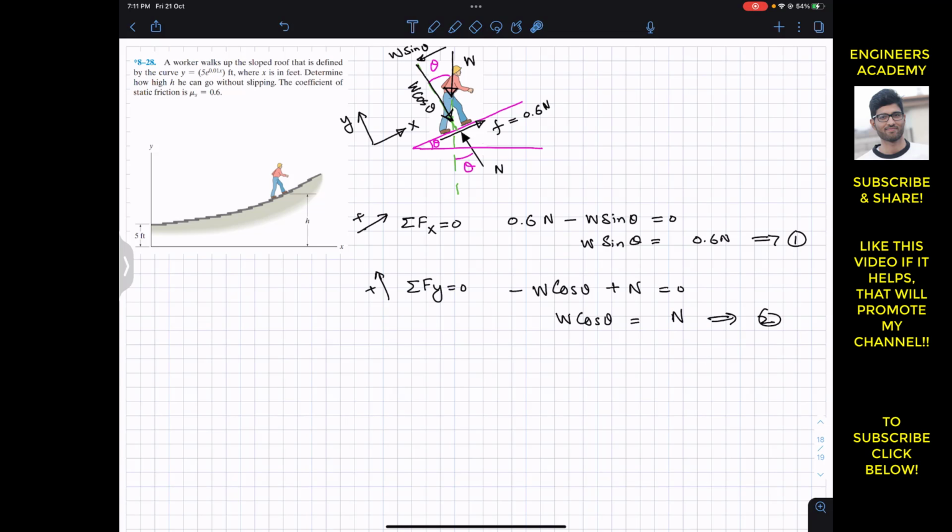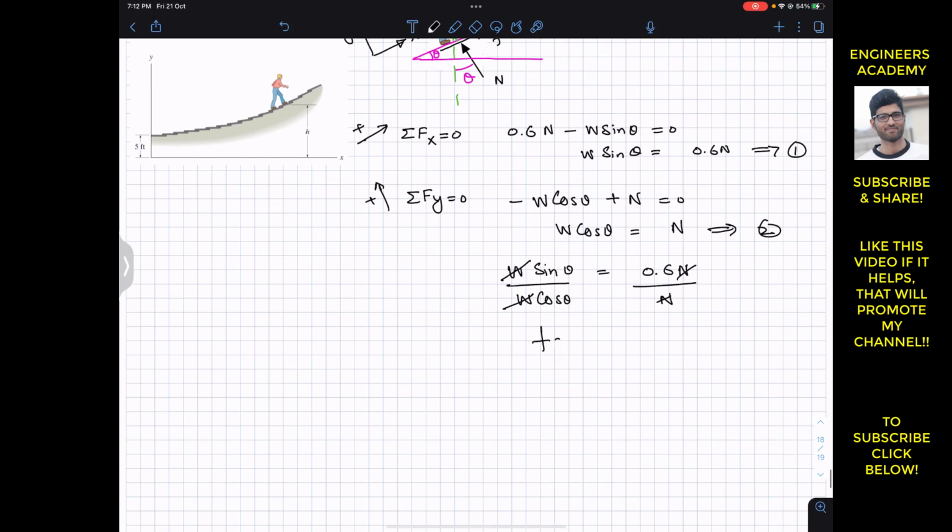Now if I divide equation 1 by equation 2, we have W sine theta equals 0.6 N, divided by W cos theta equals N. So W sine theta over W cos theta is equal to 0.6 N over N. The W will cancel out and N will cancel out, and sine theta divided by cos theta is tan theta. So we can say that tan theta is 0.6.